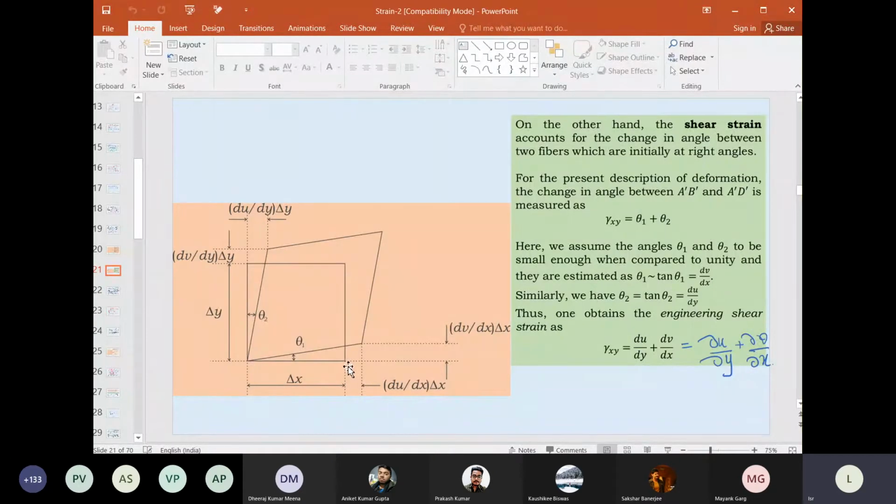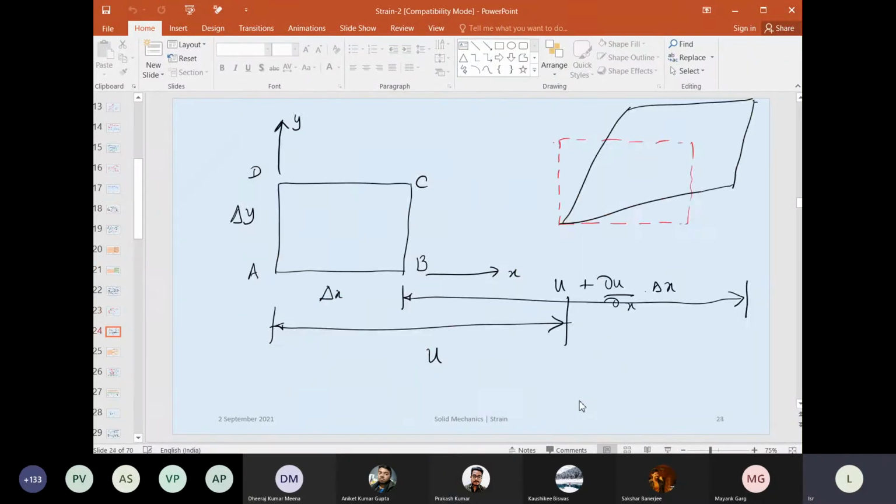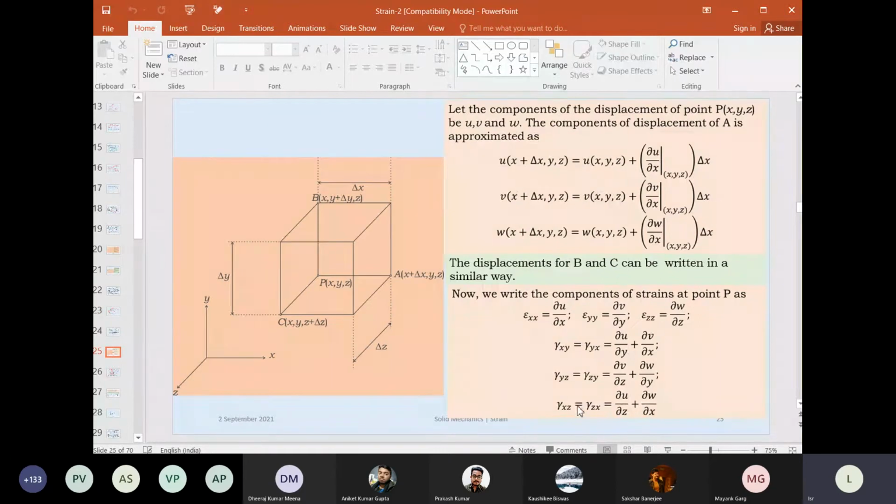Other things are immaterial. We are only considering the strain at A actually. That means delta x and delta y shrink to almost 0. So we don't put 0, because if you put 0, then 0 by 0 will come and we will get into trouble. So you will have to go to L'Hospital's rule, or make some other approach. Anyhow, these are all very minor things.